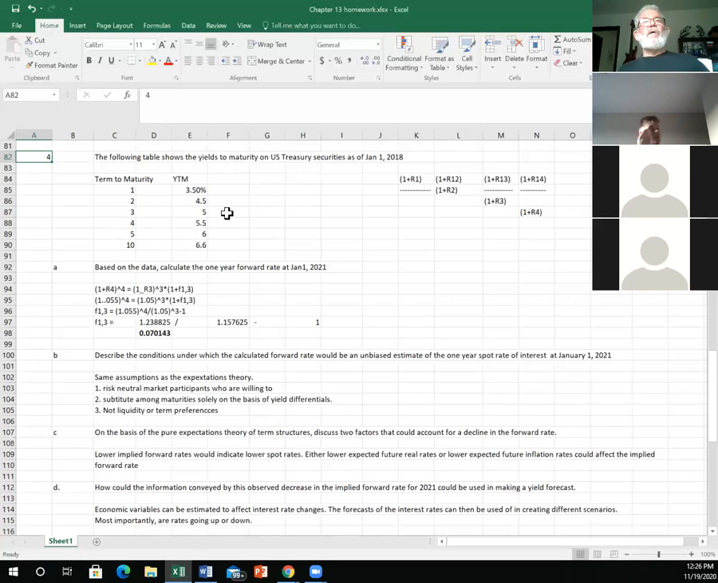And as I explained Tuesday in class, this 4-year interest rate is composed of 4 1-year interest rates. In other words, if you bought 1 year, matured, and bought the second one, cashed it in, bought the third one, cashed it in, bought the fourth one, the results have to be the same as buying a 4-year security.